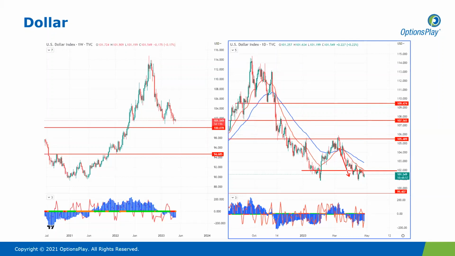100 being a strong psychological level, and 102, between 101 and 102, clearly finding support at multiple occasions, even on the weekly time frame. In June 2022, we saw price finding support there.